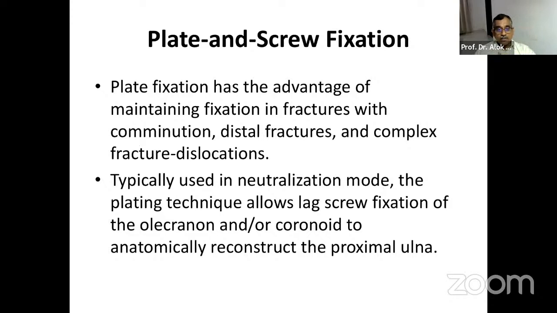When to do plate and screw fixation? Well, plate fixation has the advantage of maintaining fixation in fractures with comminution, distal fractures, and complex fracture dislocations. Typically, a plate is used in a neutralization mode. It means you get a reduction to stabilize it, and above it for mobilization, you put the plate. The plating technique allows for lag screw fixation of the olecranon, also of the coronoid, to anatomically reconstruct the proximal ulna.